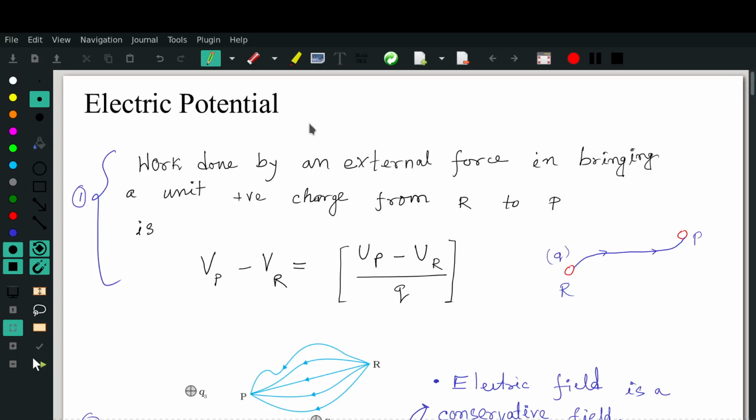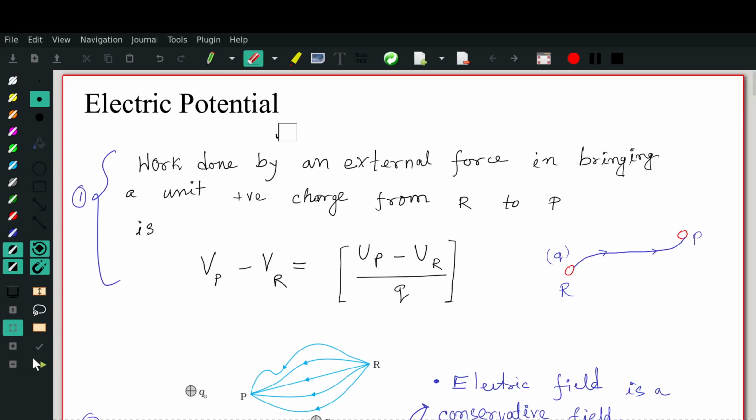So we are talking about electric potentials, right? So, what is electric potential exactly? The electric potential is the work done by an external force in bringing a unit positive charge from a point R to point P.